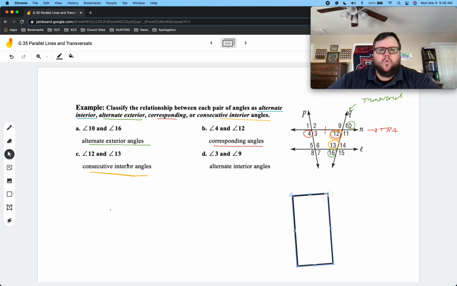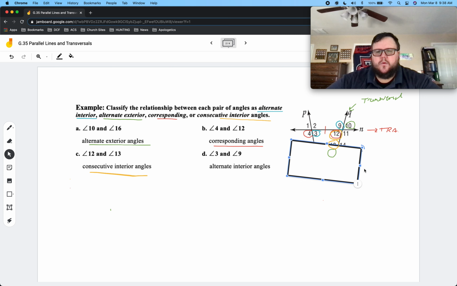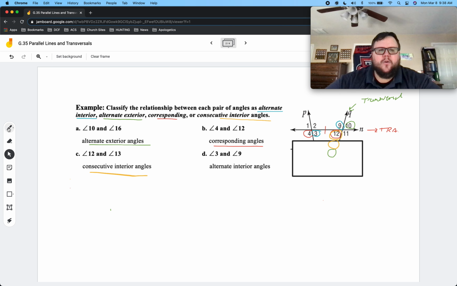So let's see, our last one we did in blue. Angle 3 and angle 9. So in this case, we're not looking at the bottoms. We're getting rid of this in this case. So angle 3 and angle 9, the transversal would be N here. And so what we're looking at, 9 and 3, they're both on the interior of P and Q, so they're interior. They're on opposite sides of the transversal, which means they're alternate. So they're alternate, opposite sides, interior angles.